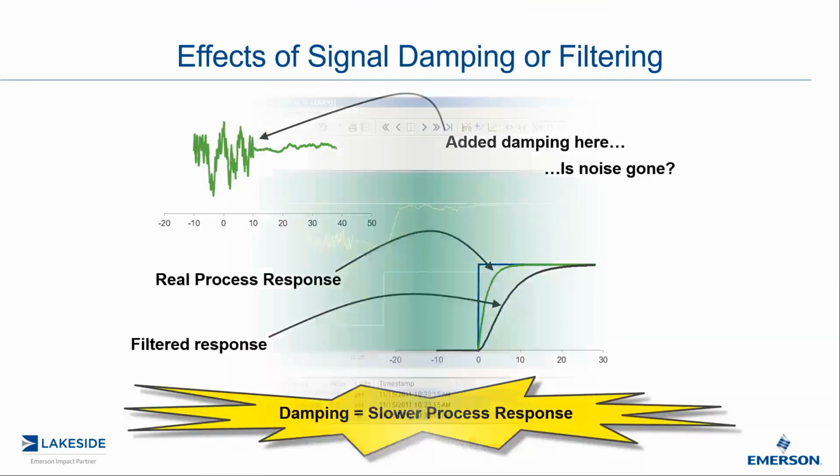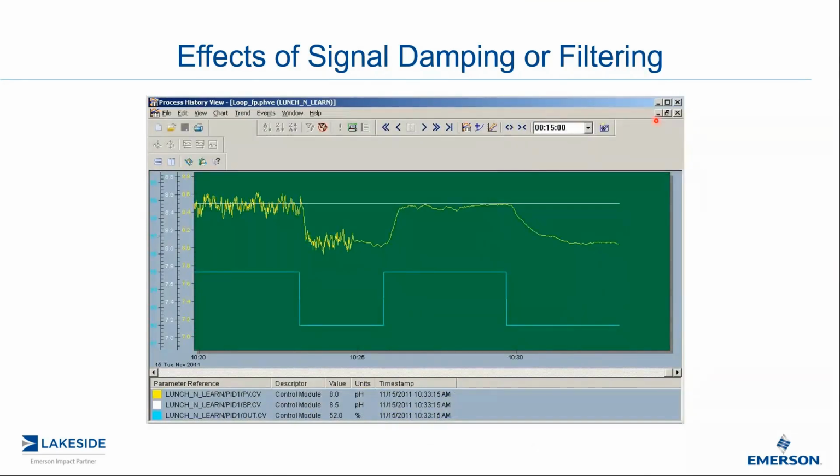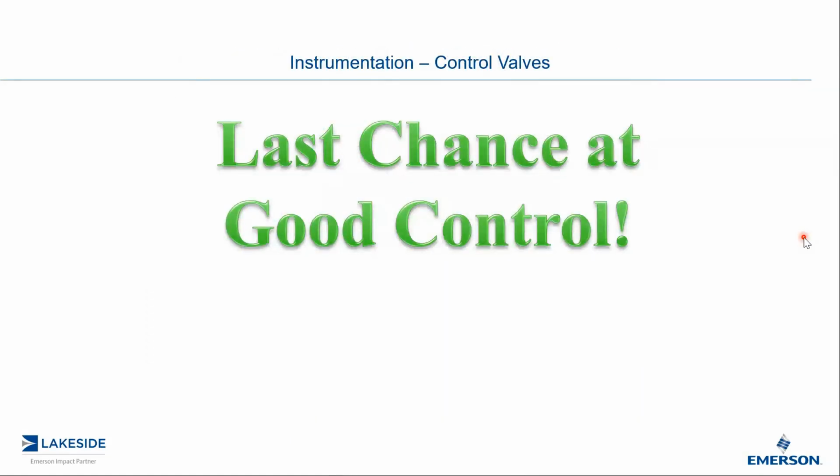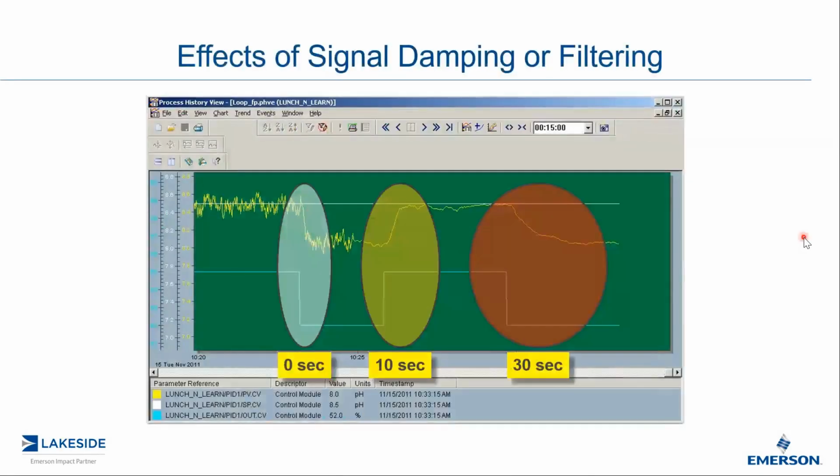So here's an example of different types of dampening. You can see here at 10 seconds, the noise is gone, but the process reacts slower. And at 30 seconds, obviously the process is very clean, but responds very, very slow. One of the things I also want to emphasize here is that when we do put a lot of dampening, as I probably mentioned, it probably indicates a measurement problem.